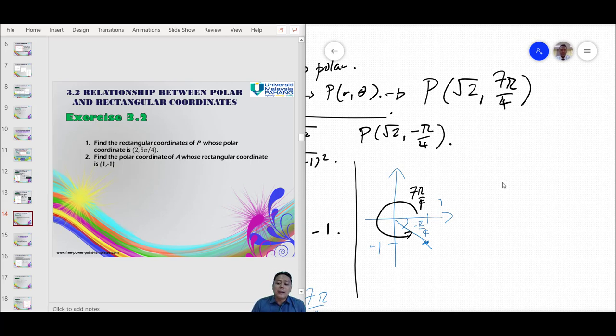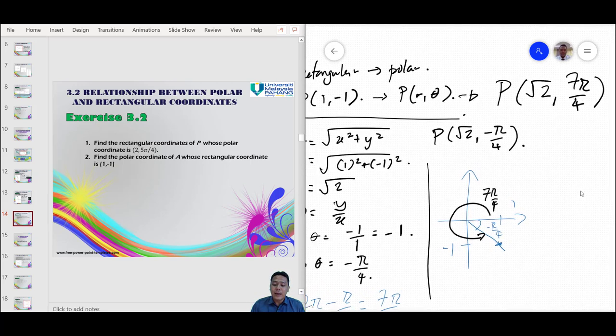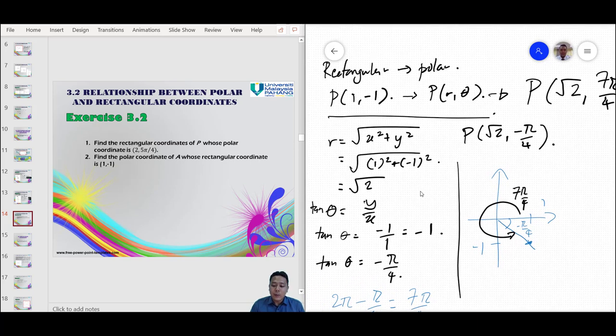Okay, until we see on the next lecture, please master yourself with the conversion from polar coordinate to rectangular and also rectangular to polar.